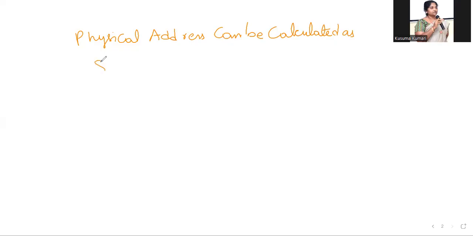The physical address can be calculated as: physical address is equal to segment base into 10 hexa plus effective address. This is the physical address formula.